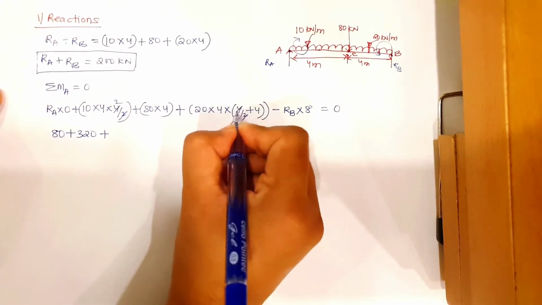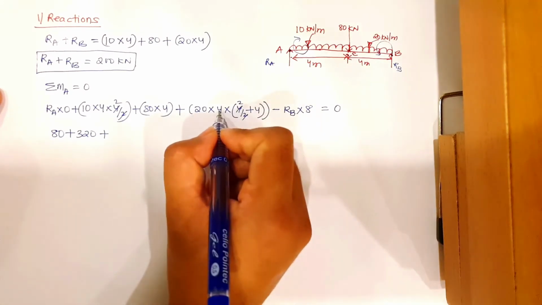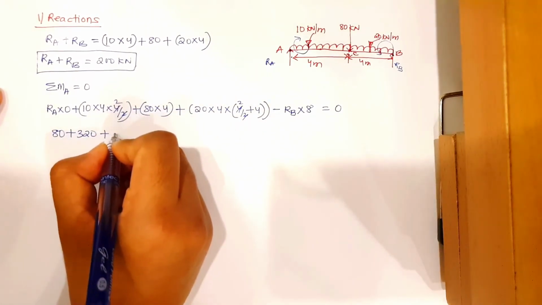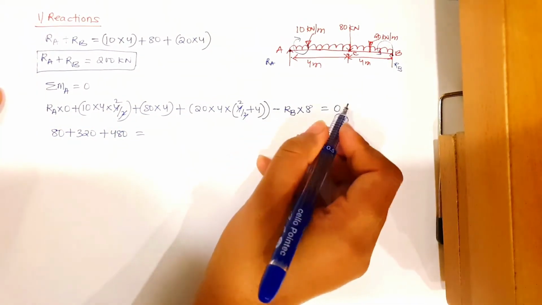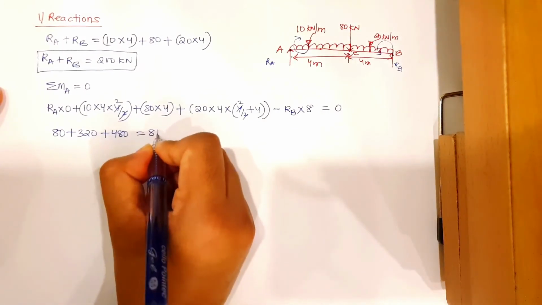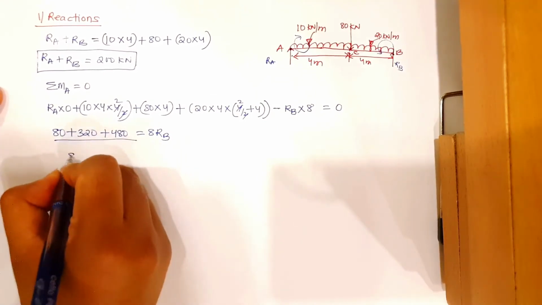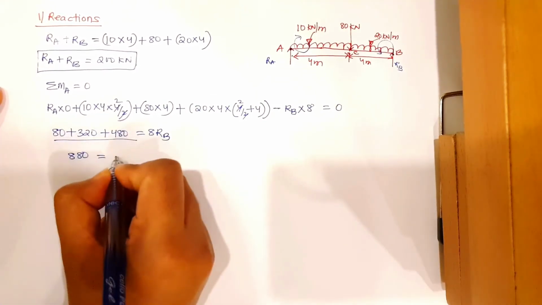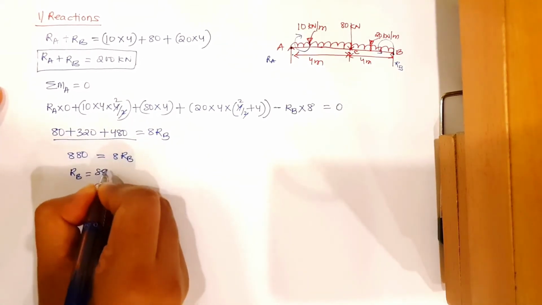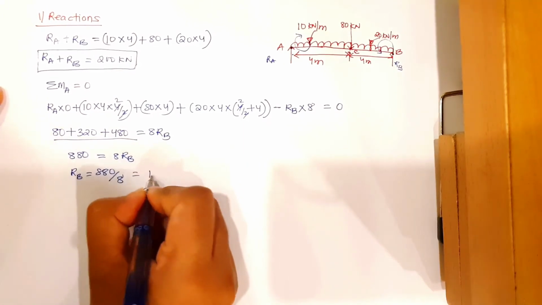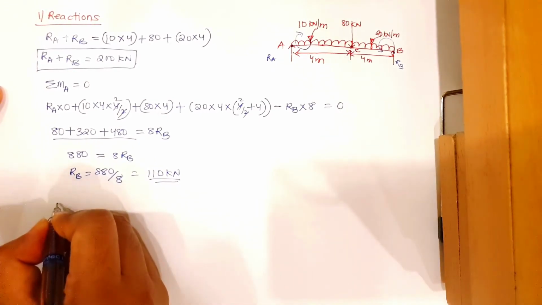Plus, 2 cancels 2, 4 plus 2 is 6, 6 into 2 into 20 will come equal to 480, equals, now I'll send this minus to the right hand side, so it will be minus 8 RB, right? If I add up all this, I'll get 880 equals 8 RB. So from here, RB will be equal to 880 divided by 8, which becomes 110 kilonewton. So from here, I found RB.